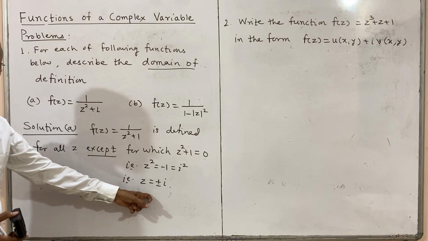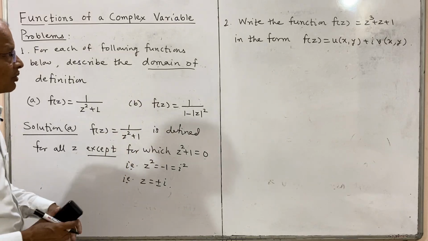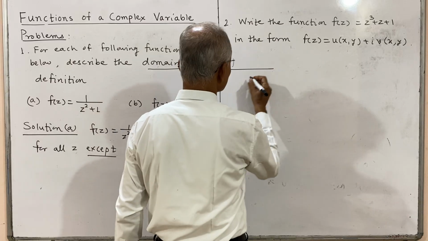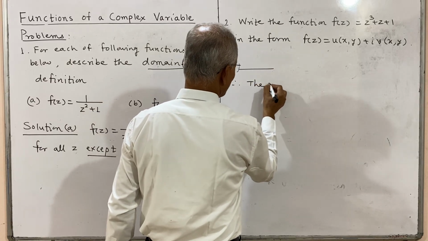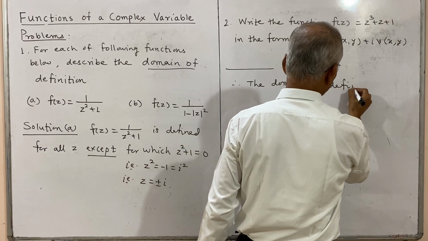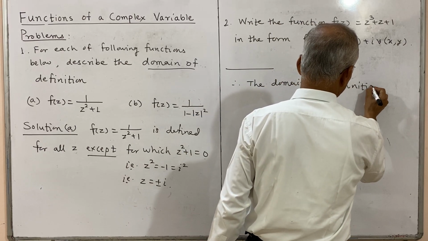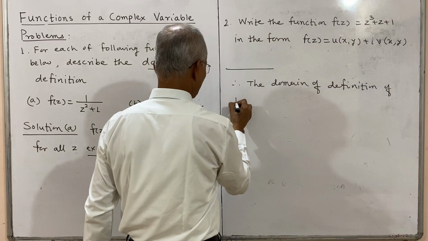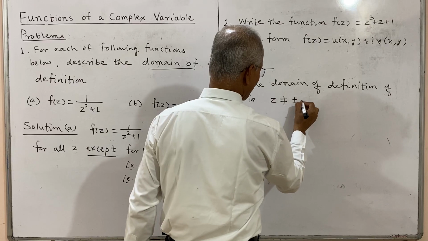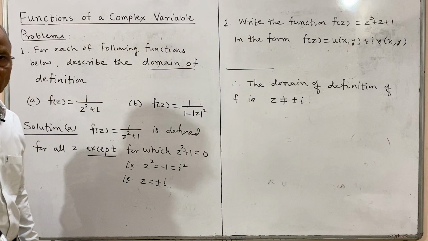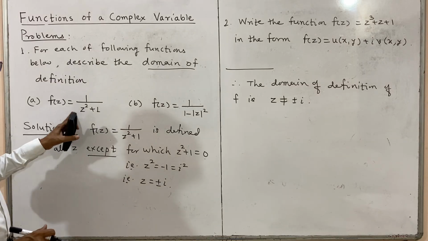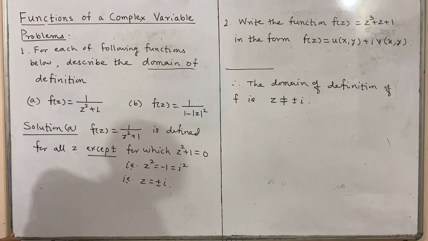This is the exception, for which the denominator is 0. Therefore the domain of definition of f is z not equal to ±i, or all z for which z is not equal to ±i. That is the domain of definition of this. And now for the second function.